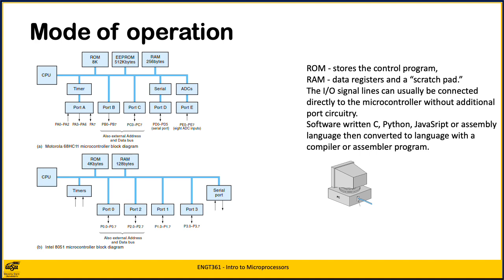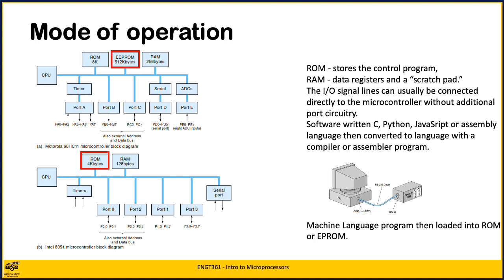Software is typically written in C, Python, or JavaScript, or some other language, including assembly language, and then converted into machine language with a compiler or assembler program. The machine language program would then be loaded into the microcontroller's ROM or EEPROM.